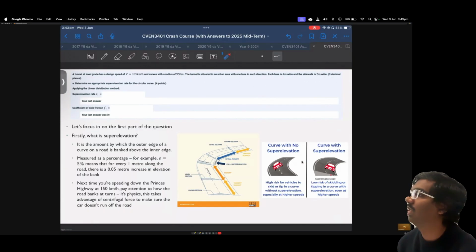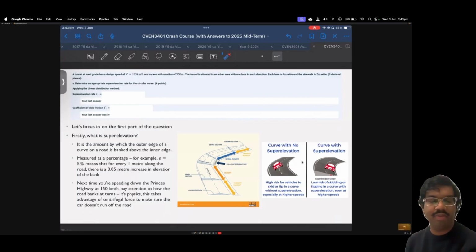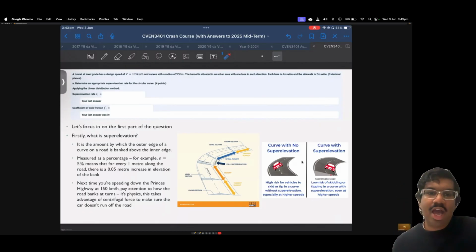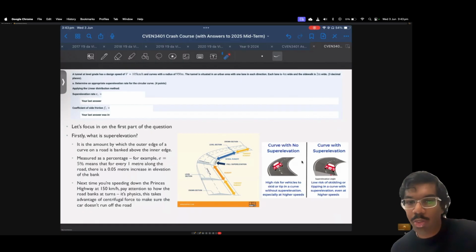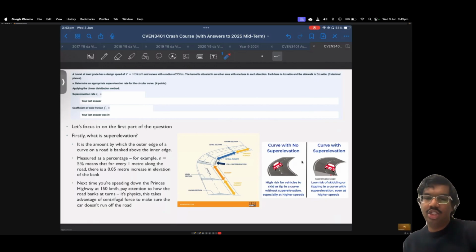First of all, you want to know what super elevation is. Super elevation is the amount by which the outer edge of a curve on a road is banked above the inner edge, and it's measured as a percentage. For example, E equals 5% means that for every 1 meter along the road, there is a 0.05 meter increase in elevation of the bank.